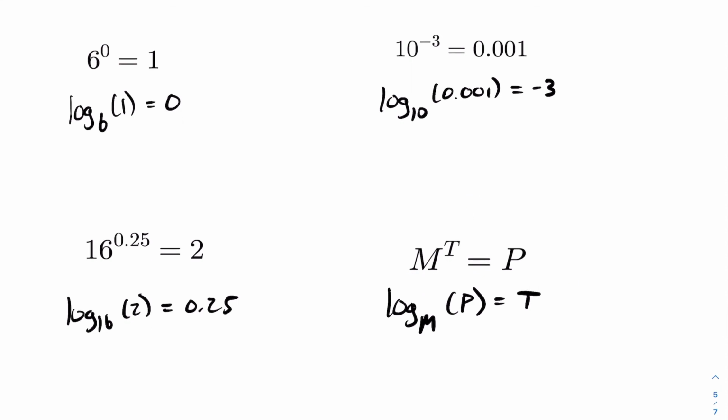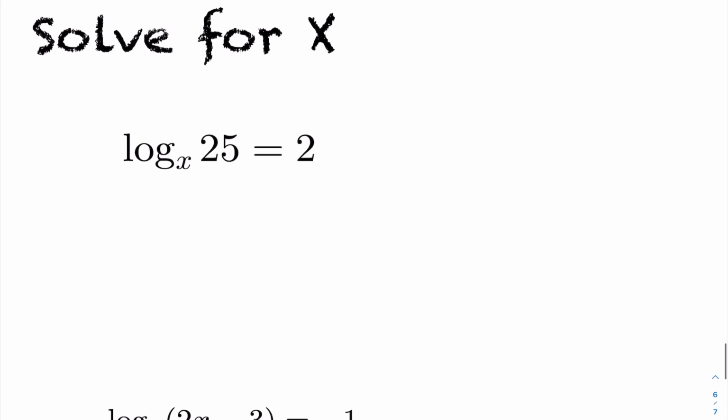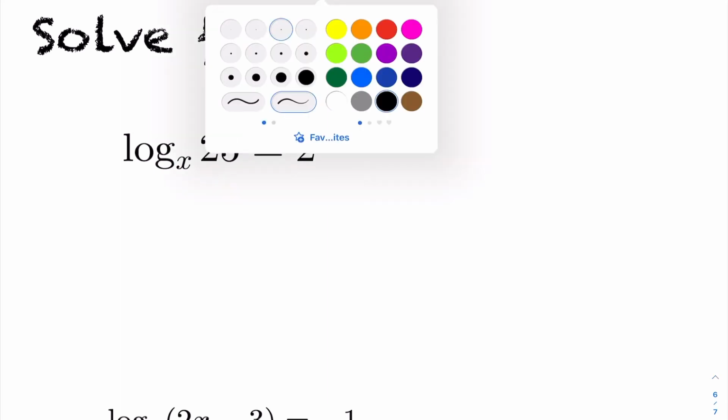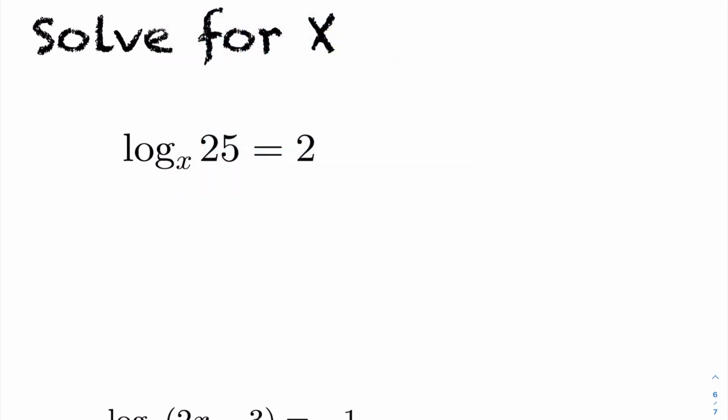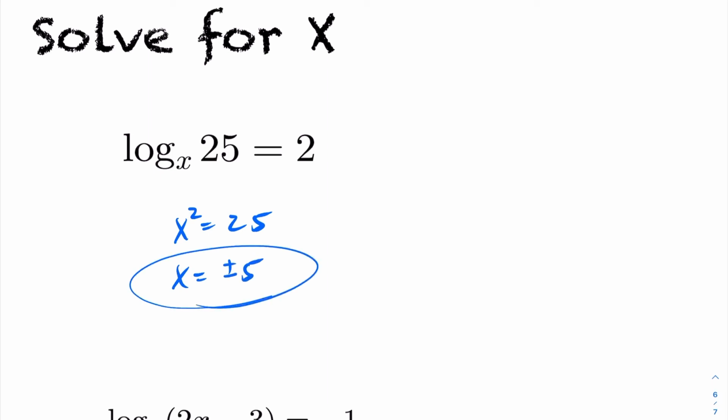Let's take a look at solving some logarithmic equations. So for our first one here, now we've got logarithmic equations. Whenever you're given a logarithmic equation, what you want to do is transform that to exponential form and try to solve it. So in this case, I'm going to go right to exponential form. Writing this in exponential form, we know that x squared must equal 25, in which case x must equal plus or minus 5.